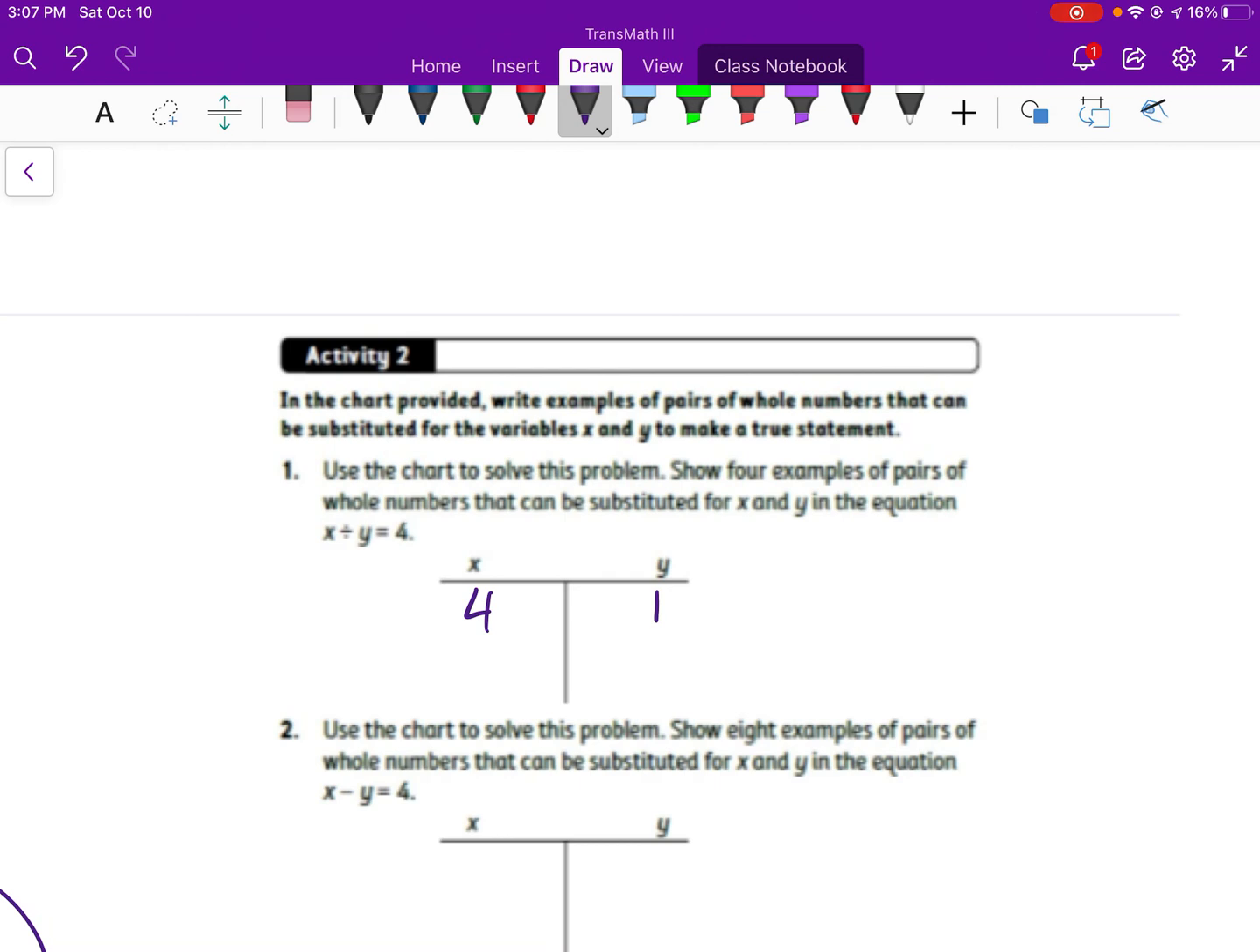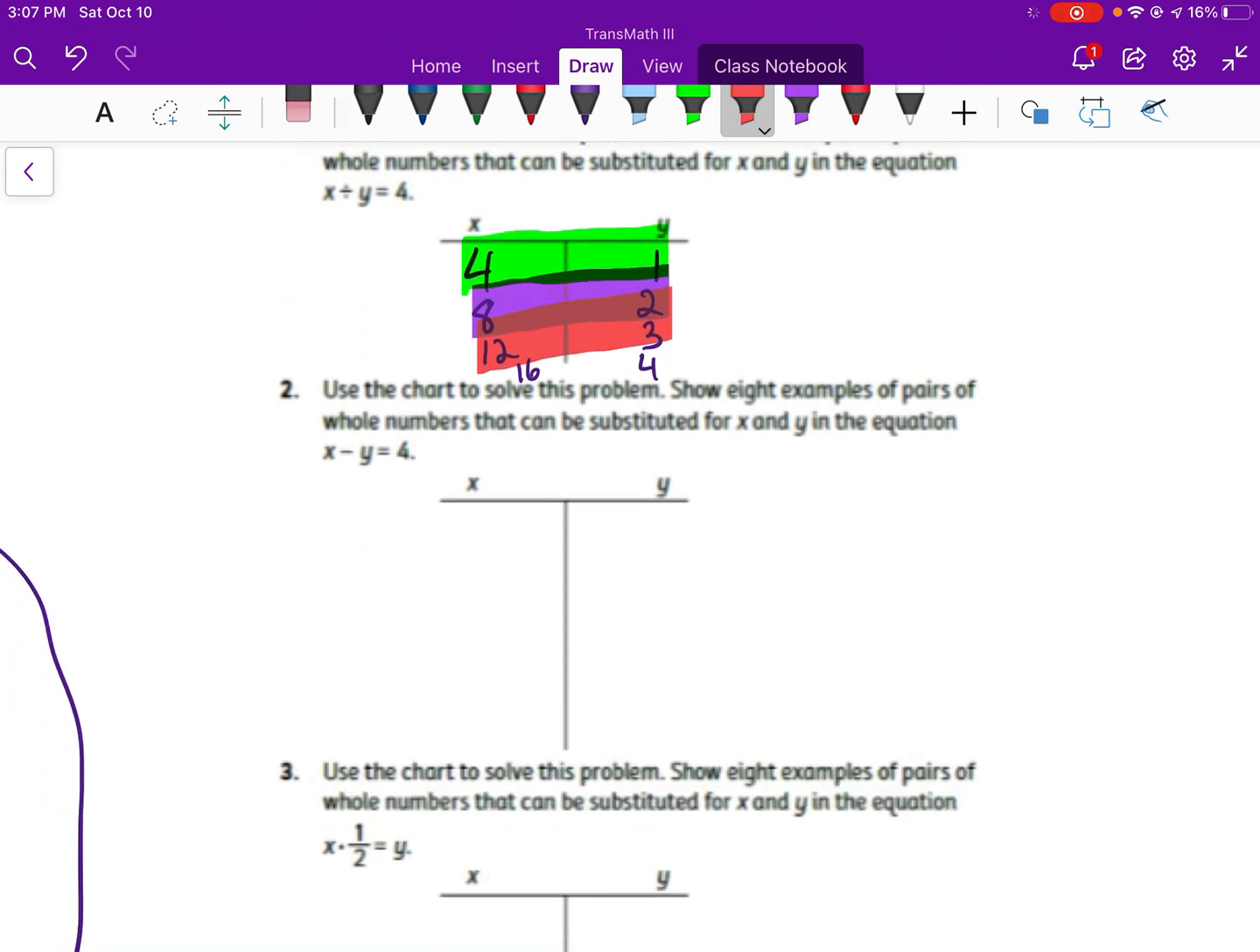Okay. And if I want it to equal 4, I'm going to use my multiples of 4. Okay, so like 8. 8 divided by what is 4? 8 divided by 2 is 4. Okay, 12. 12 divided by 3. Okay, and 16. 16 divided by 4. So there, that one's lined up. 4 divided by 1 is 4. 8 divided by 2 is 4. 12 divided by 3 is 4. Same thing for 16 divided by 4.